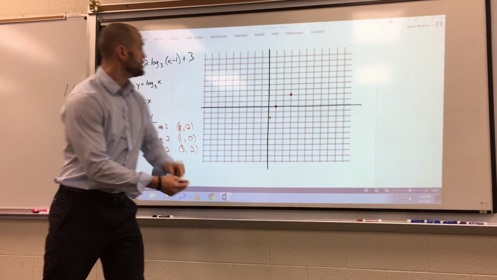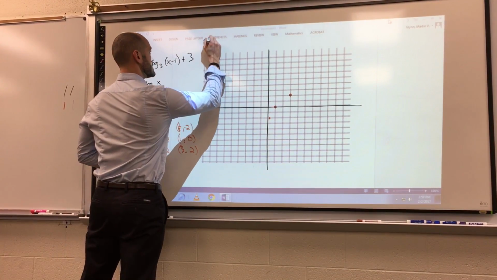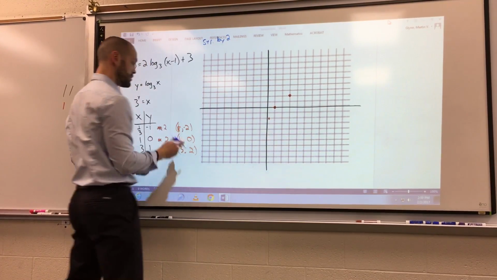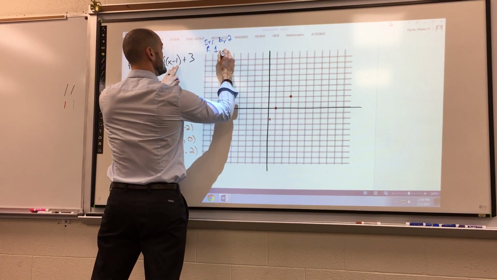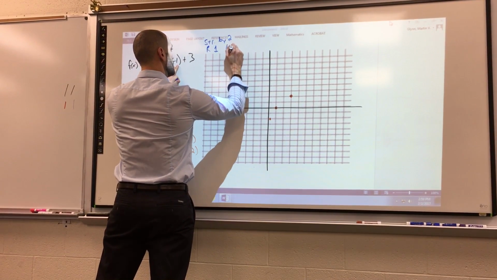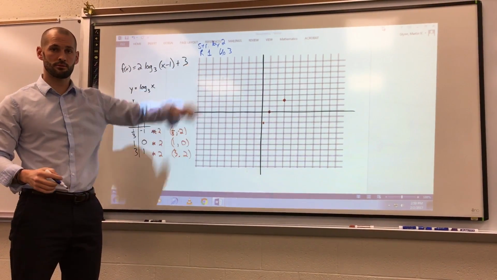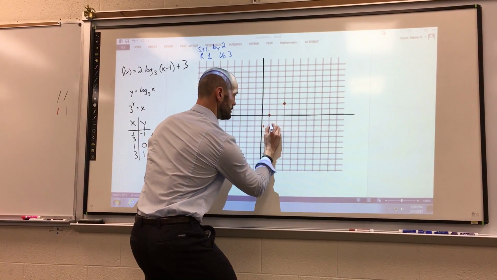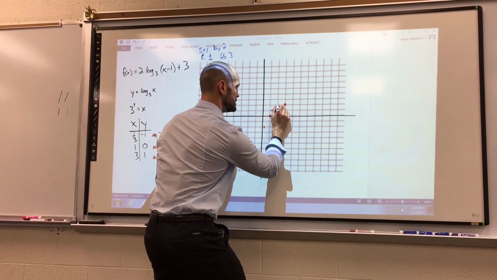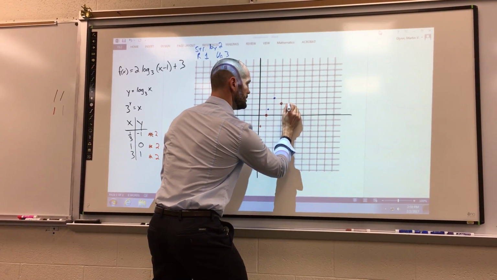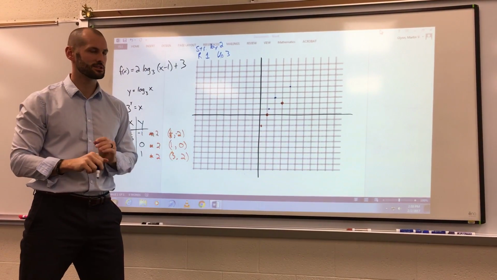But notice, you have some other transformations going on here. I already mentioned this is going to be stretched by 2. We've already accounted for that. But it's also moving right 1 and then up 3. So look how easy this is. Take each point, go right 1 and up 3. Right 1, up 3. Right 1, up 3. Now, this validates everything else I just thought about.